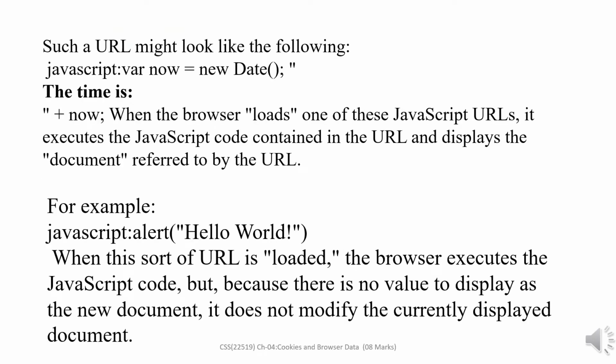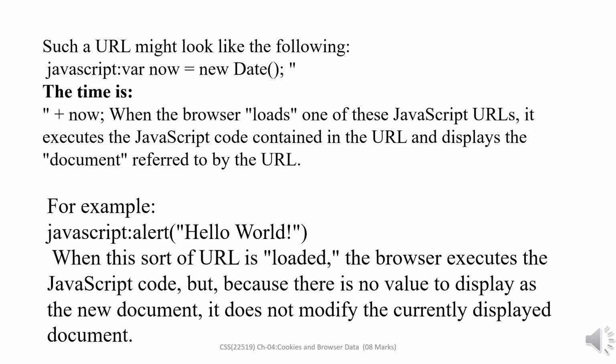Such a URL might look like this: javascript: var now = new Date(); function, the time is, plus now. When the browser loads one of these JavaScript URLs, it executes the JavaScript code contained in the URL and displays the document referred to by the URL. For example, javascript: alert hello world.